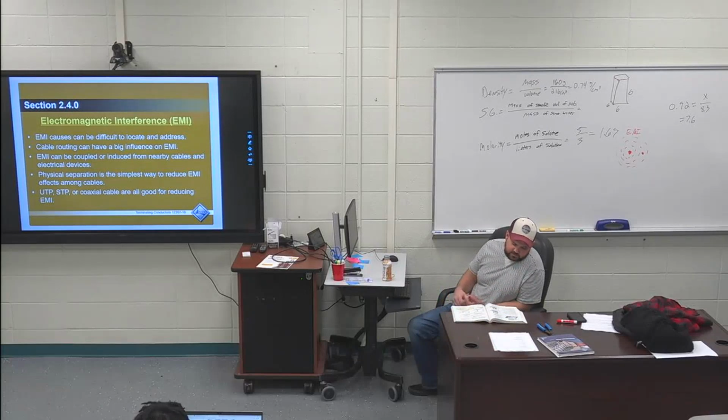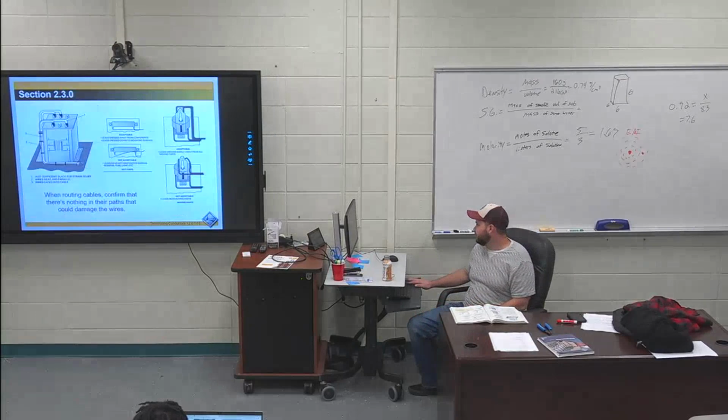Page 36, 241, electromagnetic interference guidelines. First sentence on page 36: if additional protection against EMI is required, refer to the following guidelines. I have the second bullet point highlighted. Multiple conductor cables should consist of twisted conductors.